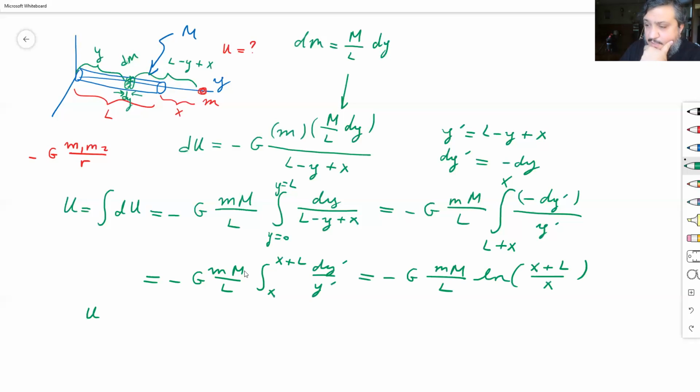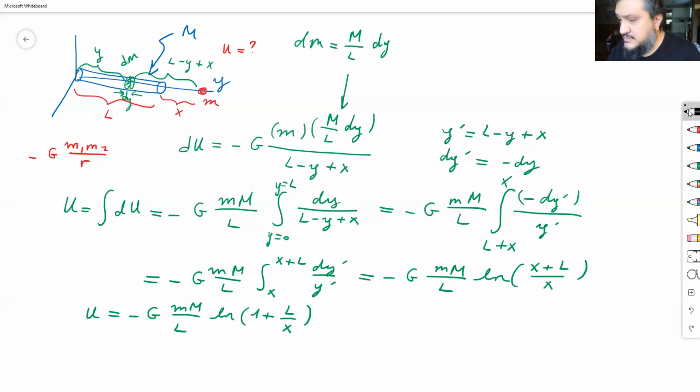U will be equal to negative G m, the other mass, divided by L, ln of 1 plus L over x. Okay, so that's the exact formula.